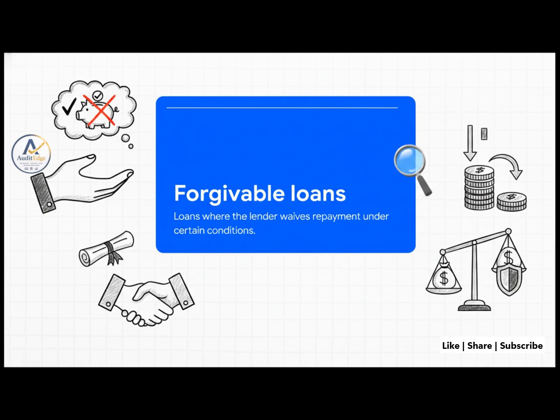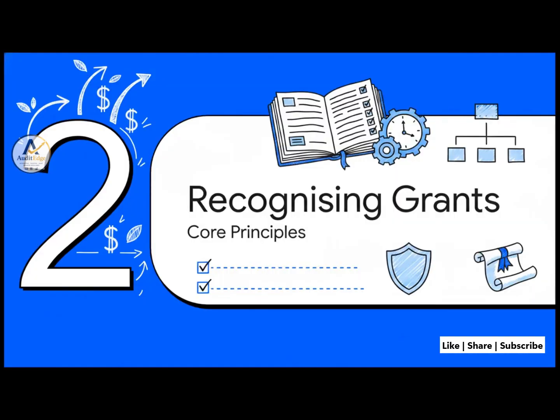We also need to define a couple of special financing scenarios. First up, forgivable loans. These are loans where the government actually waives repayment under prescribed conditions. If you have reasonable assurance you'll meet those conditions, you treat this loan exactly like a government grant. Simple, right? Second, what if you get a government loan at a below-market interest rate? Well, the standard requires you to measure this loan under IND AS 109, the standard for financial instruments. The benefit, which is the difference between the initial carrying value and the actual proceeds received, is treated as your grant.